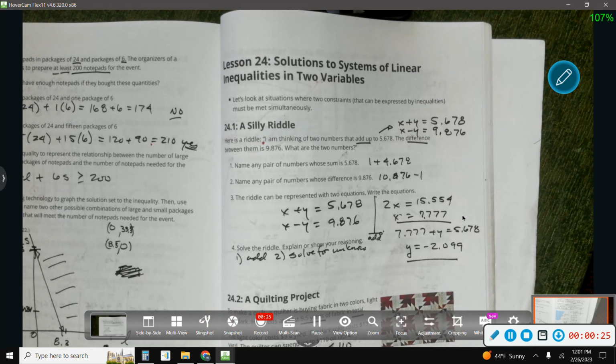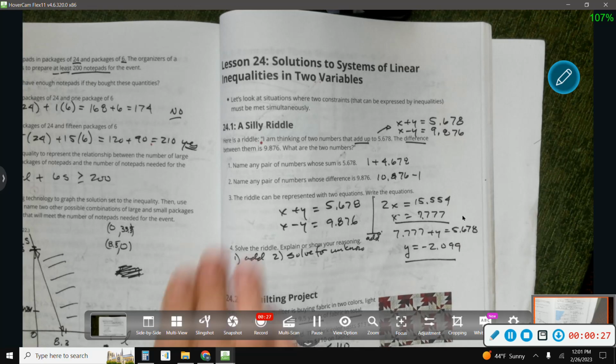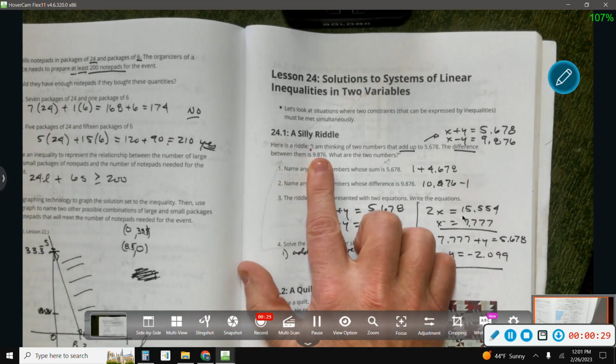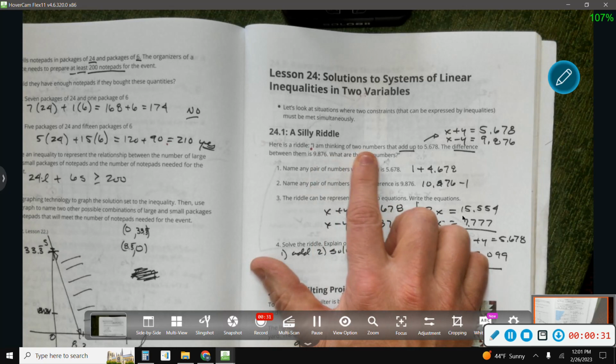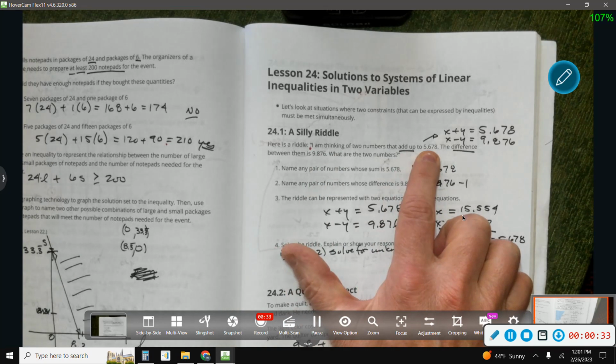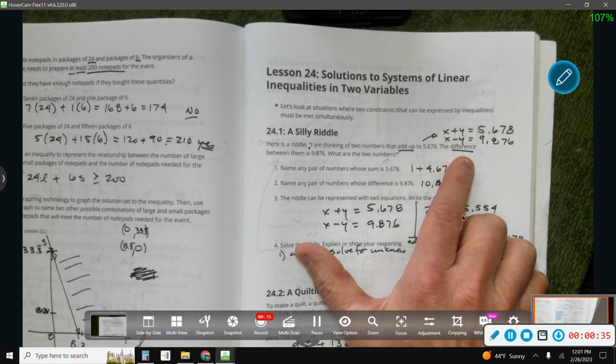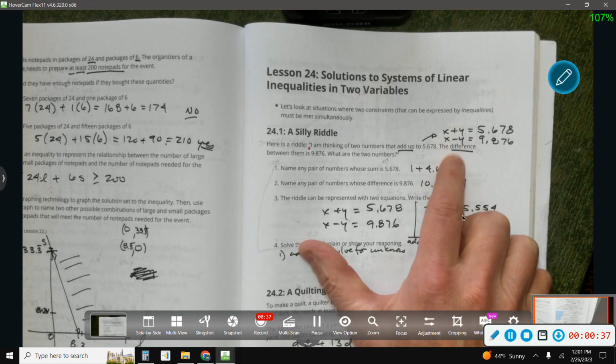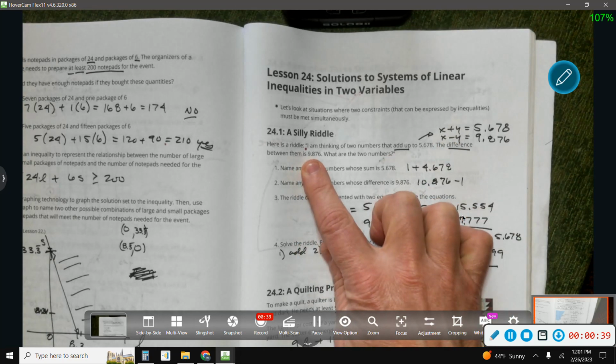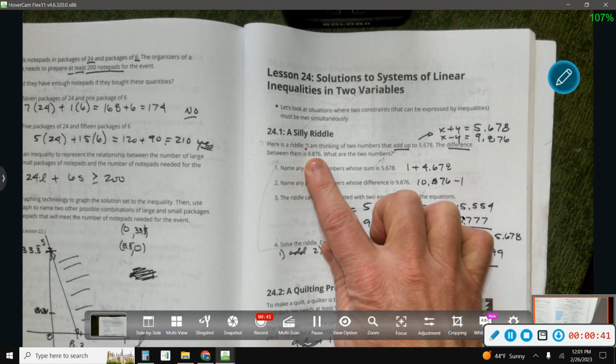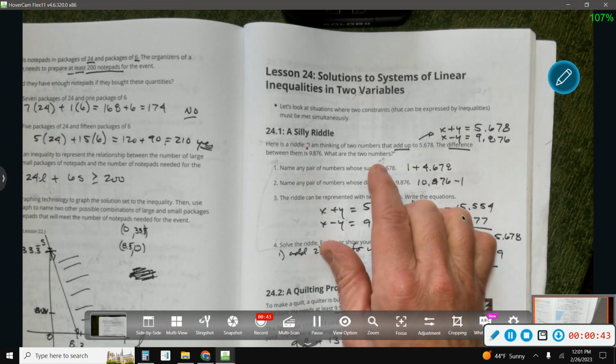Alright, so you're trying to make a quilt, and they're telling you to think of two numbers that add up to 5.678, and the difference, meaning subtraction, between them is 9.876. What are the two numbers?